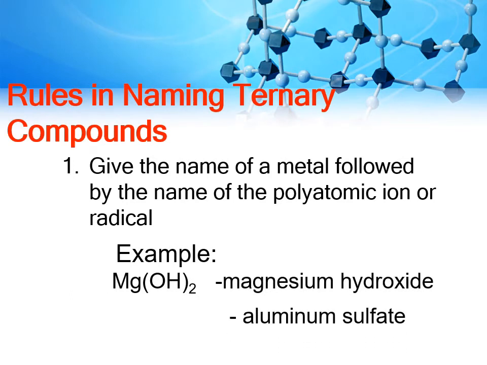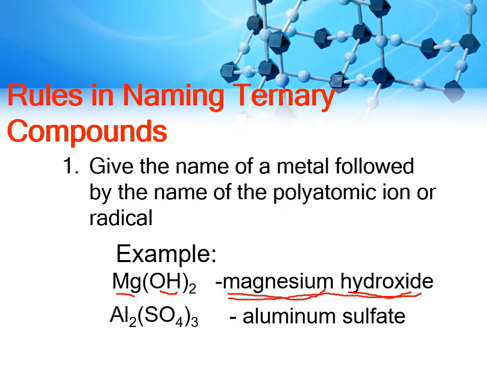For the rules in naming ternary compounds, the first rule is give the name of a metal followed by the name of the polyatomic ion or radical. For example, for this compound Mg(OH)2, we will give first the name of the first metal Mg, which is magnesium, followed by the name of the polyatomic ion OH, and that is hydroxide. Therefore, the name of this compound is magnesium hydroxide.